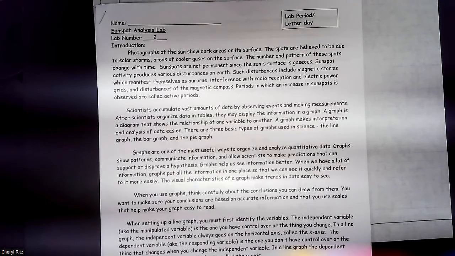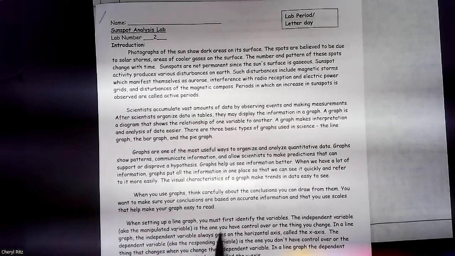Nah. It is the other way around, sorry. And I think that says that in here, the independent variable, AKA the manipulated variable, is the one you have control over or the thing you choose to change. In a line graph, the independent variable always goes on the horizontal axis called the x-axis. So the independent's going to go down here. The dependent's going to go up and down.